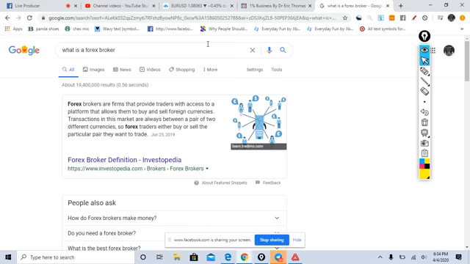We deposit our money. And if I want to deposit $100 and I have $100 available to me to trade in the market with, that broker allows me to do that.